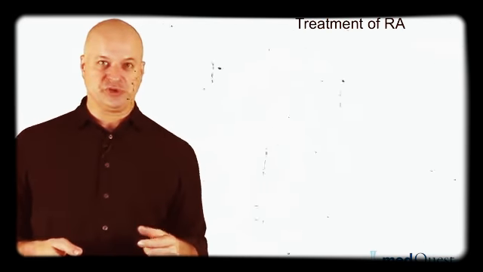Kaplan syndrome is when it has pneumoconiosis and rheumatoid arthritis. Kaplan syndrome with a C, not a K, with nodules.